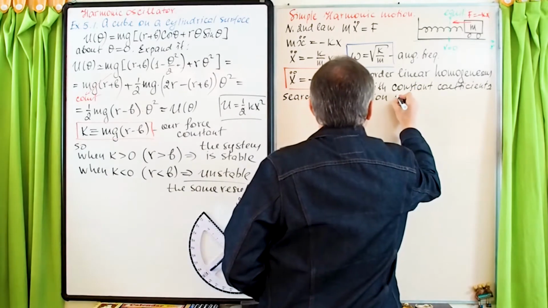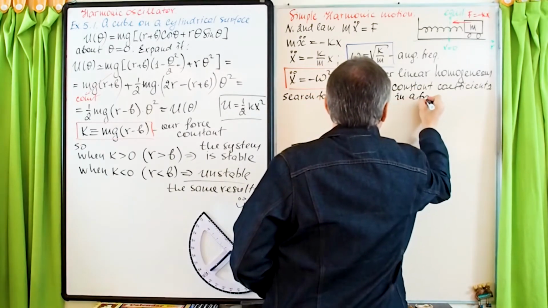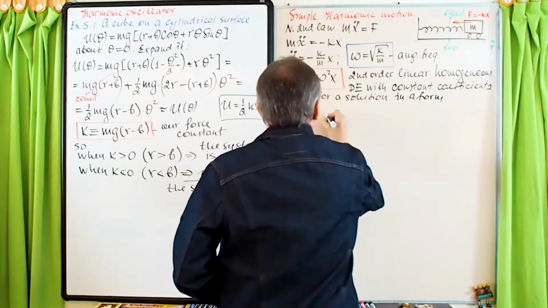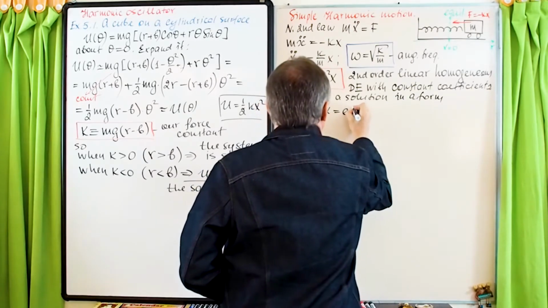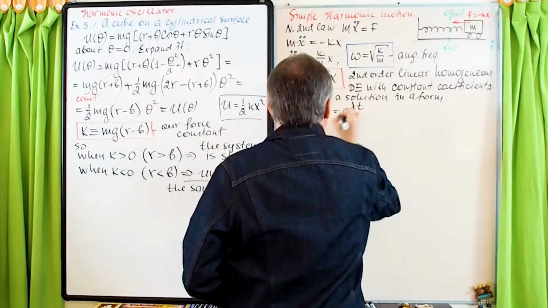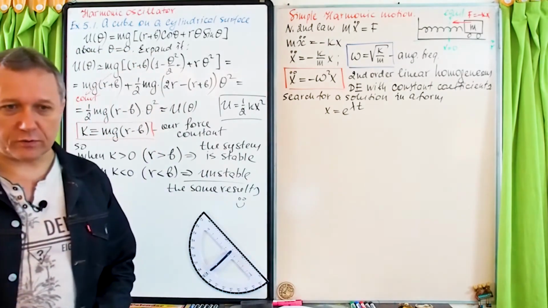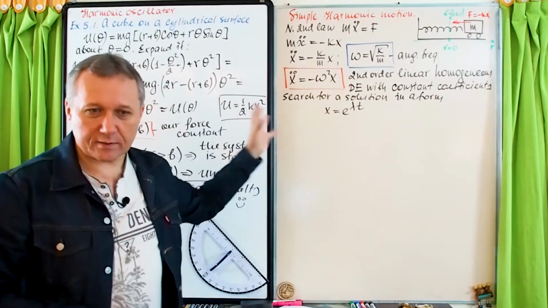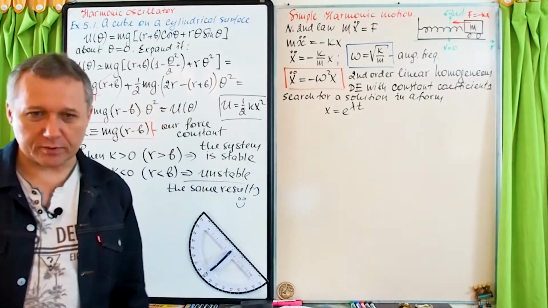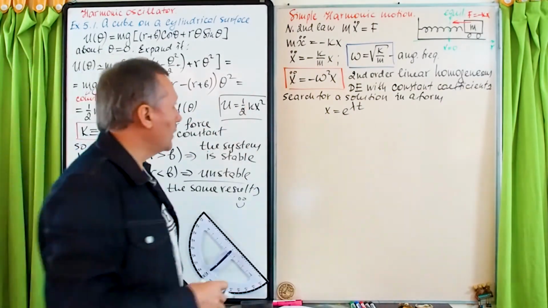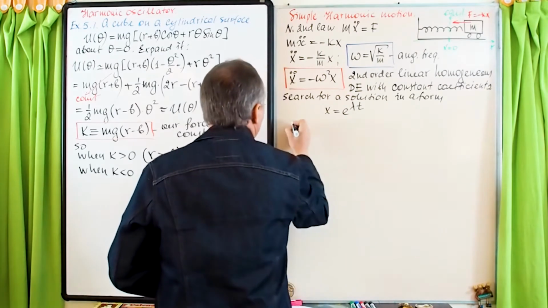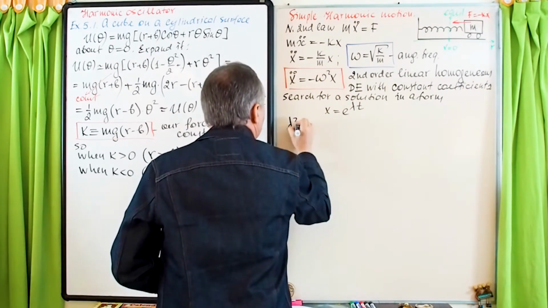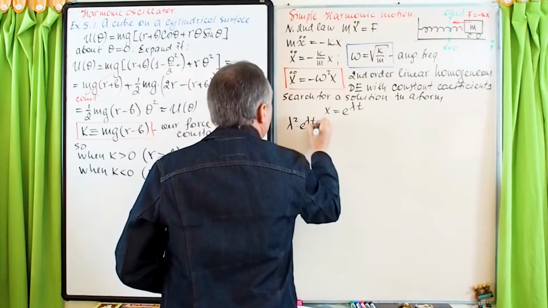Search for a solution in the form x equals e to the power of lambda t. Of course, it makes sense to search in that form because it doesn't matter what you do, that function stays. As a result, time dependence will disappear. Okay, so let's plug it in, and we will get lambda squared e to the power of lambda t.